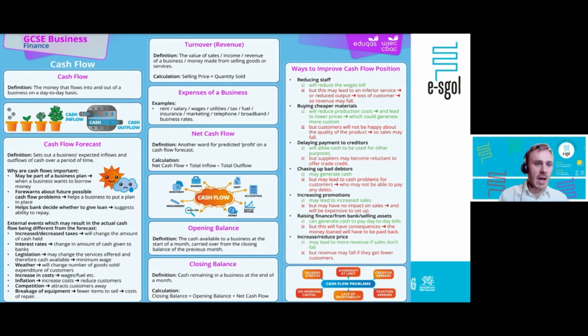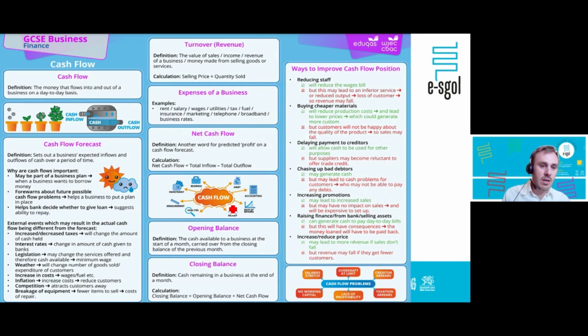Now, the last little bit is cash flow. This is a topic that has been removed for the last few years, but it's back in on your specifications. So your cash flow forecast, and again, you're using this map to support your learning. It sets out the business's expected inflow and outflow. Now you've got that keyword expected. So it's a prediction, it's a forecast. So this isn't something that is set in stone, it's just what somebody is predicting. So you can start to analyze the use of a cash flow forecast.